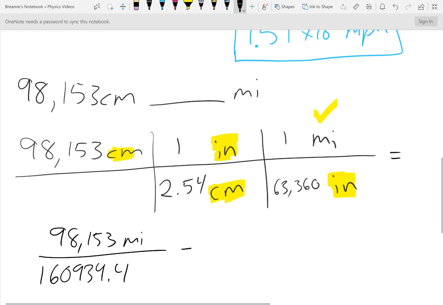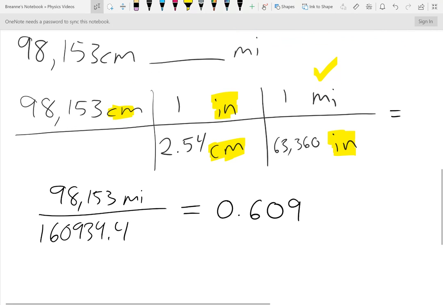There's no units. And then divide. And you get 0.609. Now you can round that to be 0.61. The reason I left the 9 is because we want to put it into scientific notation. So remember, this is standard form. That's standard form. We forgot our units.